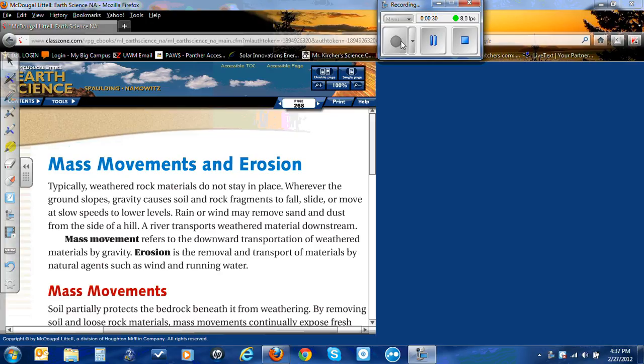Mass movement refers to the downward transportation of weathered materials by gravity. Erosion is the removal and transport of materials by natural agents such as wind and running water.